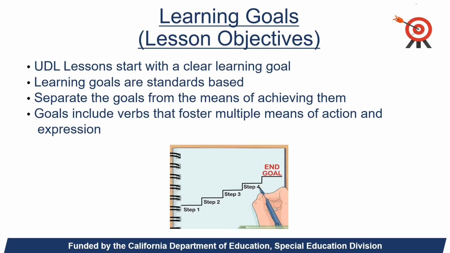We also want to separate the goals from the means of achieving them. There are many different ways for students to progress toward reaching a learning goal, and we need to ensure we are providing many ways for students to practice before asking them to produce a product that demonstrates what they've learned. This also means ensuring that the learning goal includes a verb that fosters multiple means of action and expression.